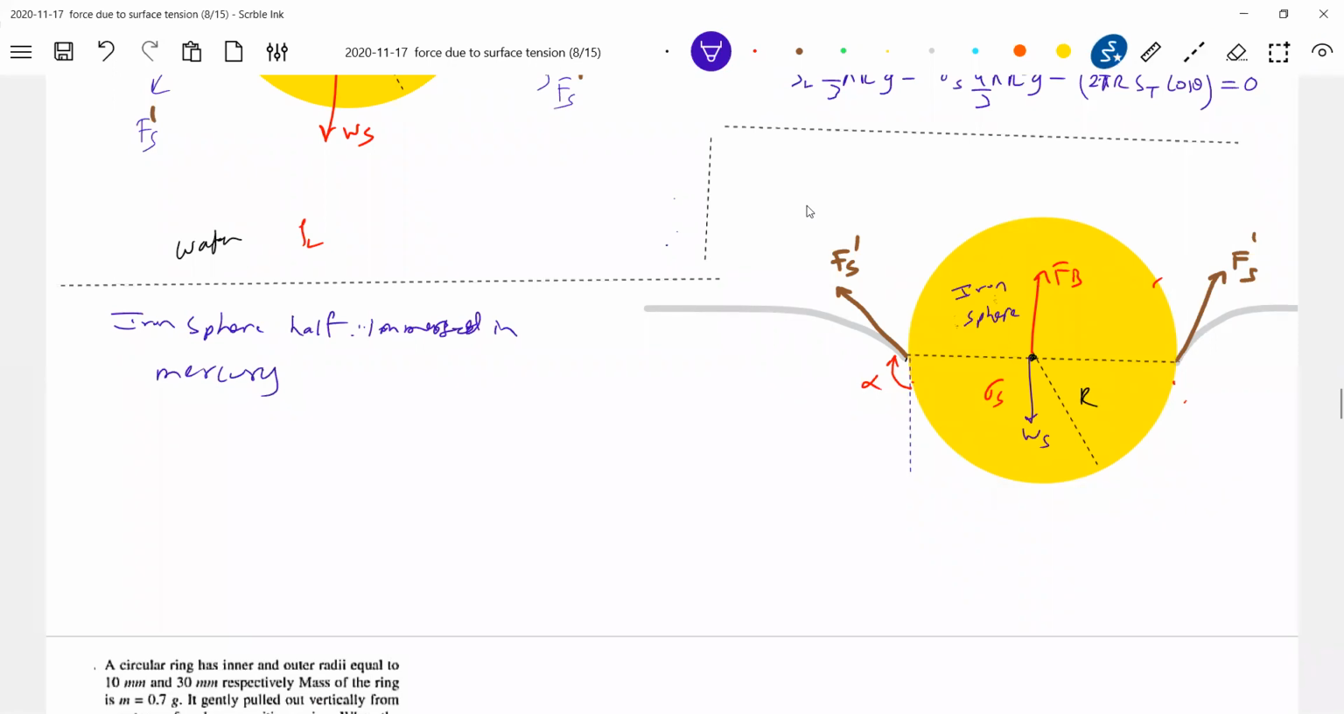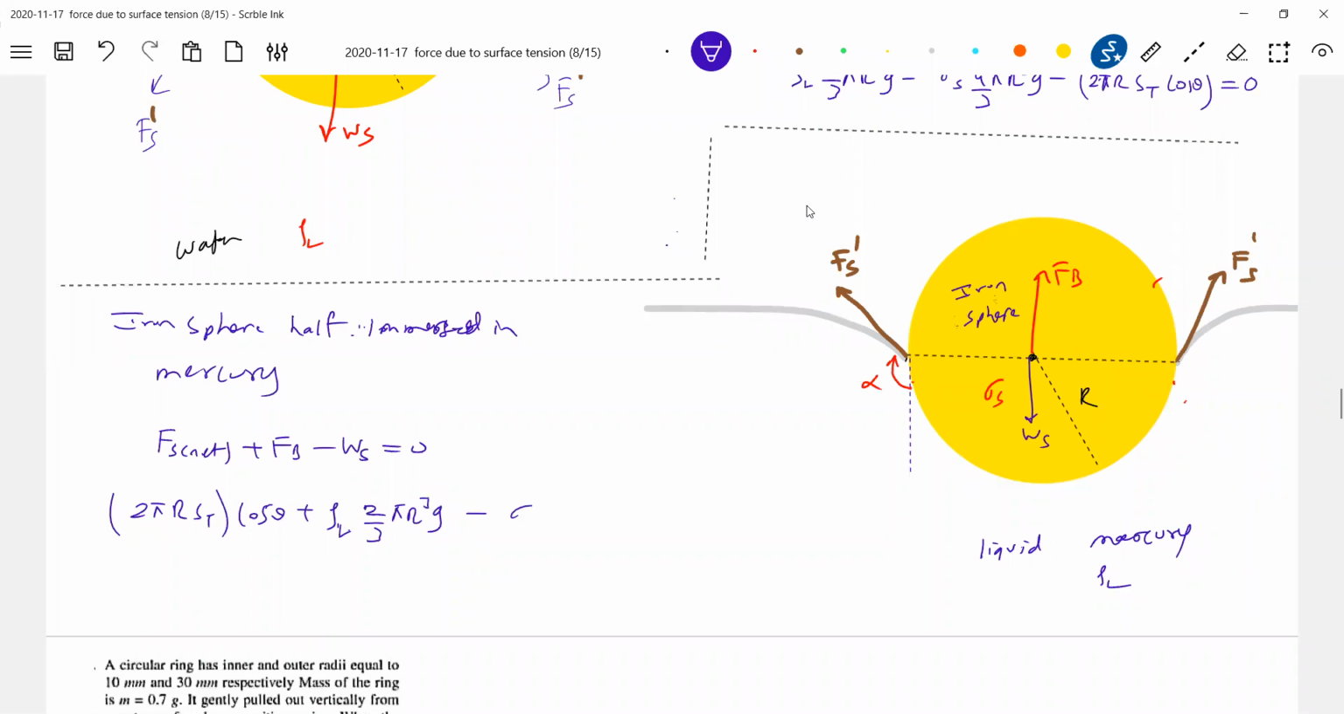Now for equilibrium, the force due to surface tension plus buoyancy should balance the weight. The force due to surface tension is 2 pi r S_T into cos theta, where S_T is surface tension, plus the buoyant force, density of mercury rho L into 2 by 3 pi r cube g, equals the weight, with density of iron rho s.